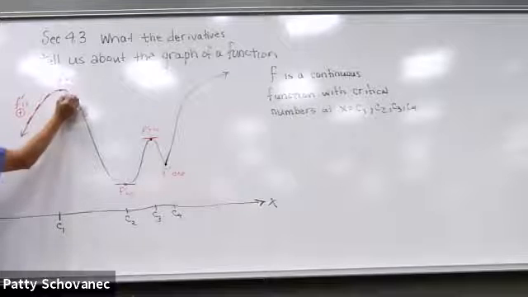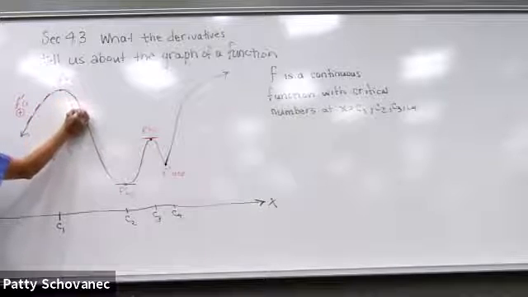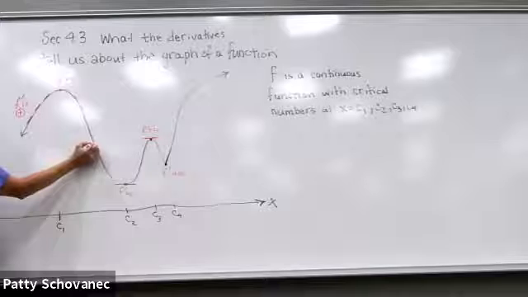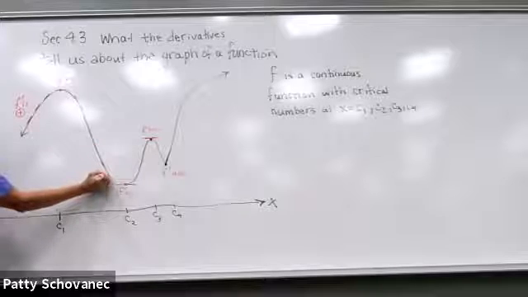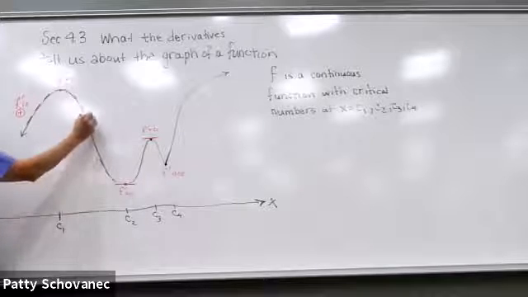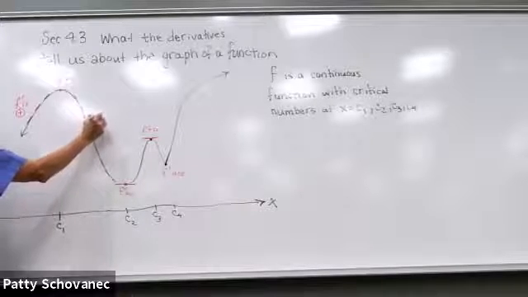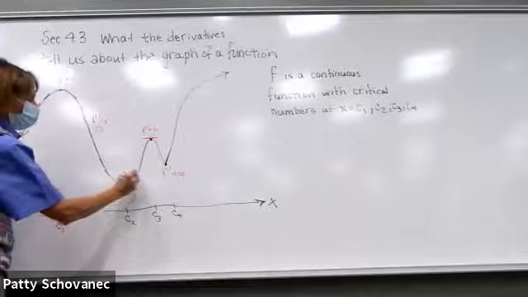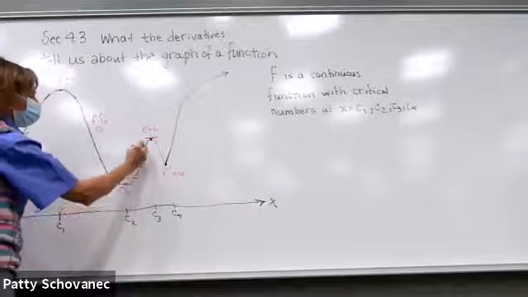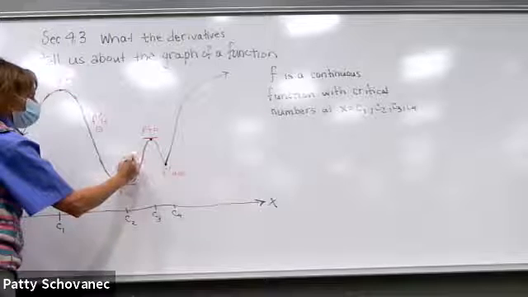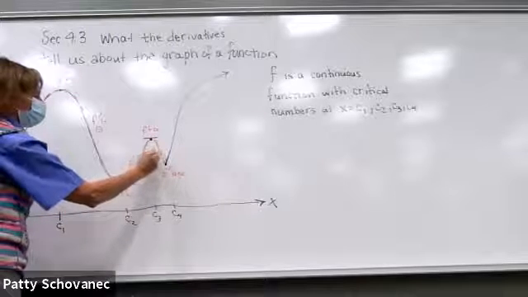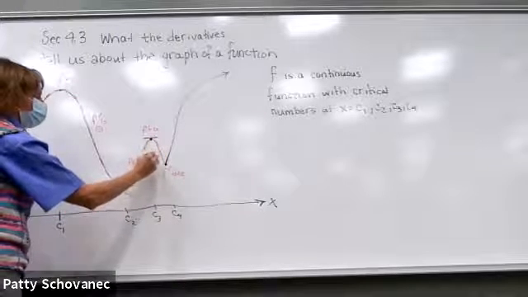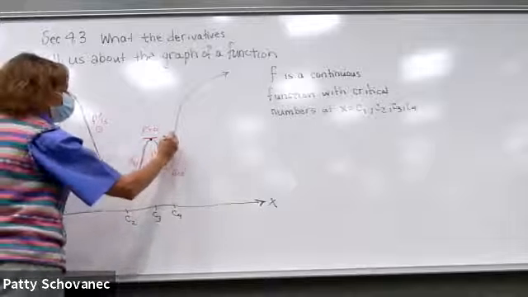And then if I continue to follow the graph where it's dropping here, all of those tangent lines are going to have negative slope. And same thing here, back up, positive slope, negative slope, and then positive slope.